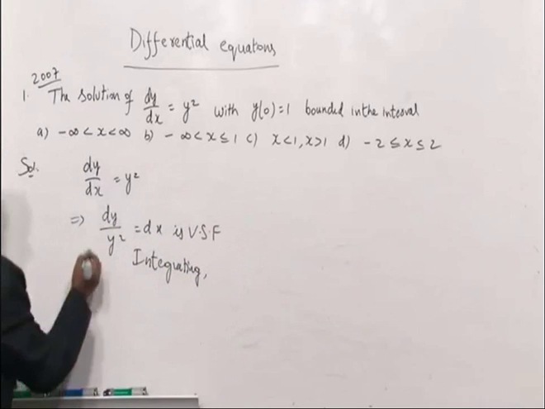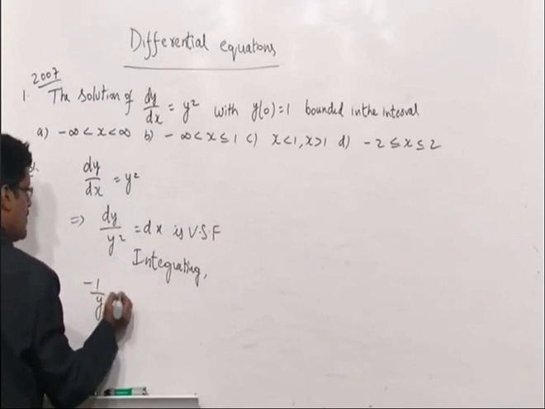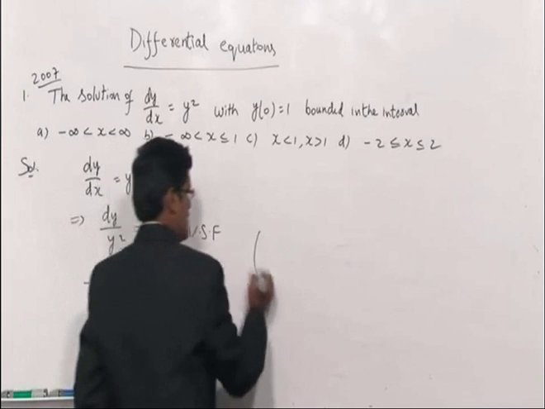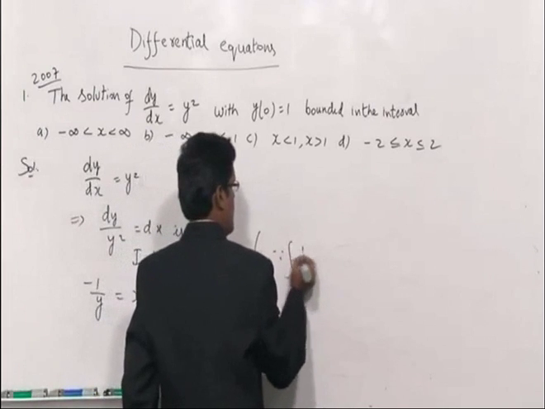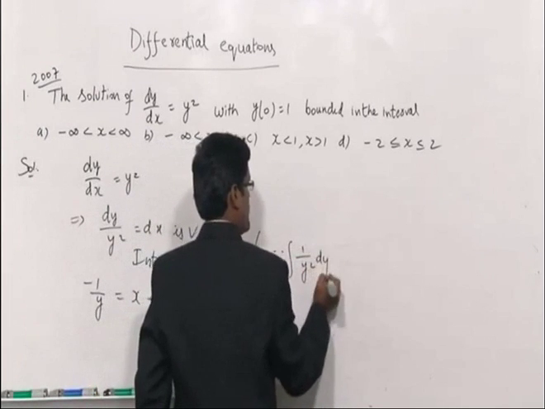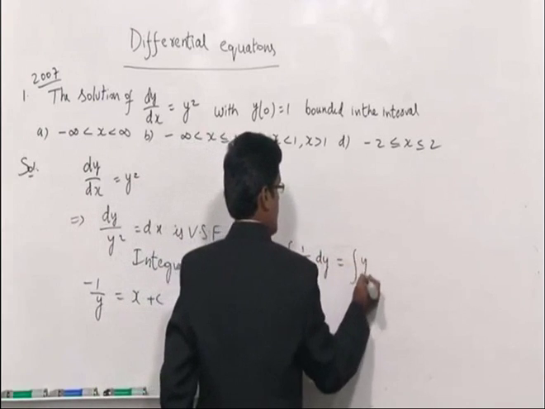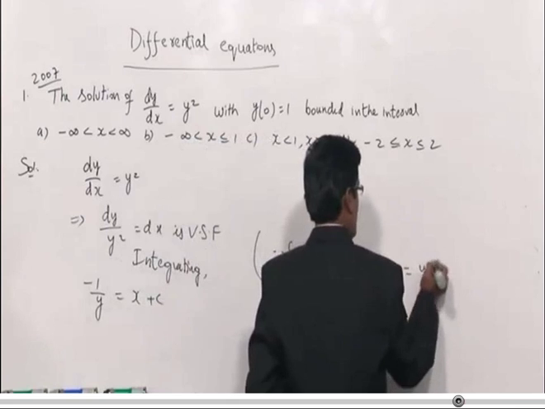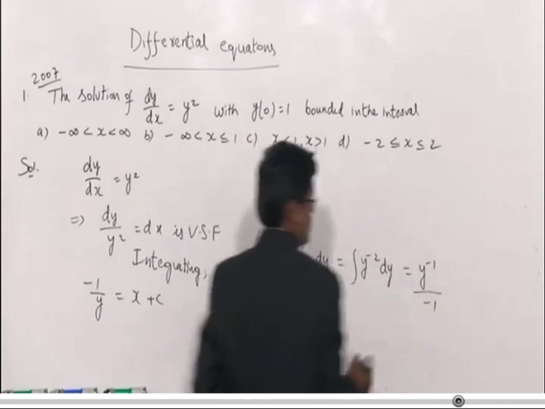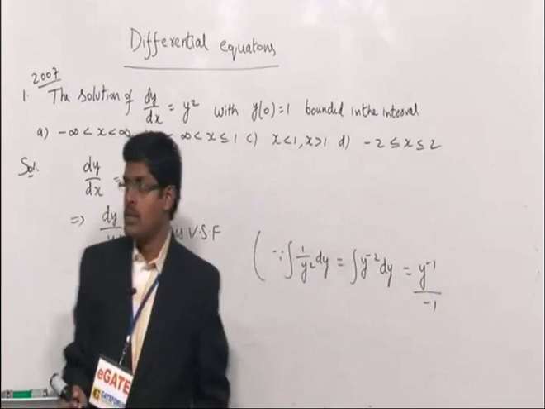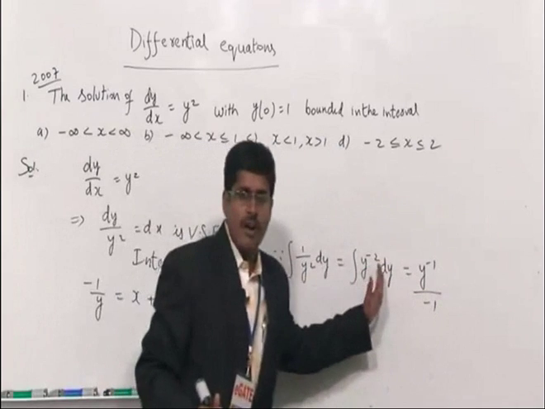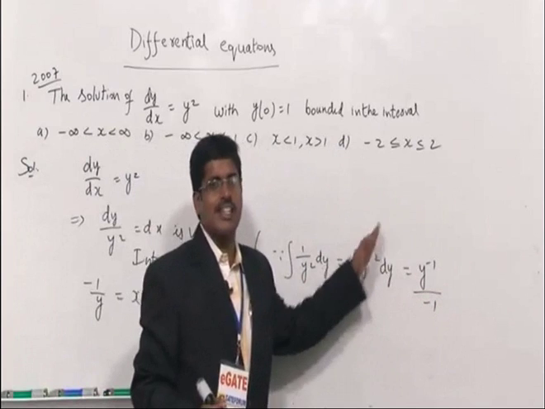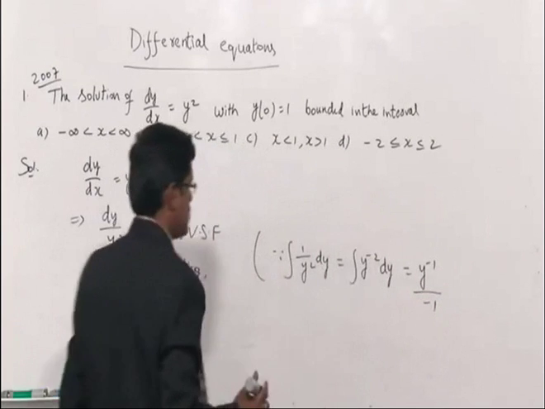Okay, so this gives minus 1 by y, integral dx is x plus c. Since integral 1 by y square dy is nothing but integral y power minus 2 dy, which is equal to y power minus 1 by minus 1. That is, I used the basic standard first integration formula, x power n integration.